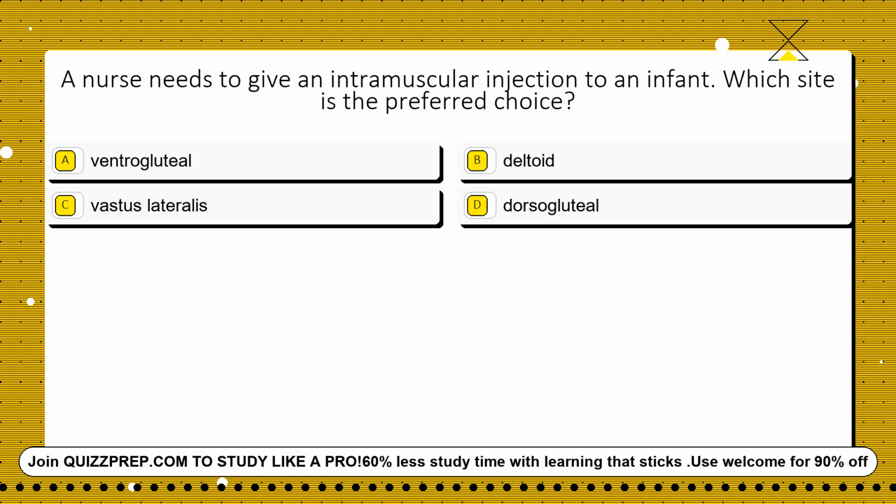Option A. Ventrogluteal. Option B. Deltoid. Option C. Vastus lateralis. Option D. Dorsogluteal.